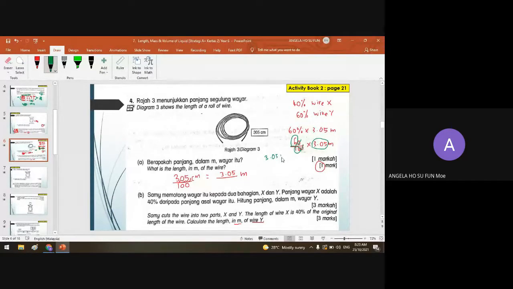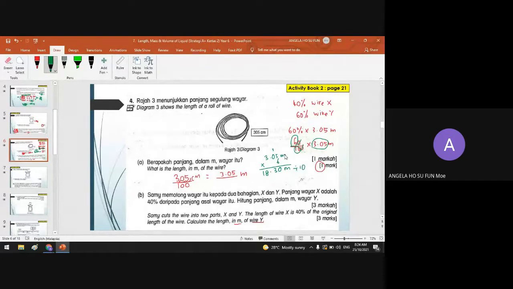Okay, do it now. 3.05 meter times 6. 6 times 5 is 30. 6 times 0 is 0, plus 3 is 3. 6 times 3 is 18. So after you multiply, you have 18.30 meter. But don't forget, do not leave your answer like that, because you have to divide by 10 again. After you multiply by 6, you have to divide by 10.